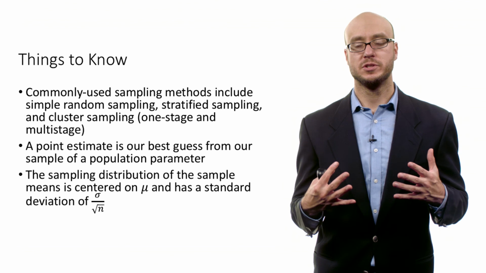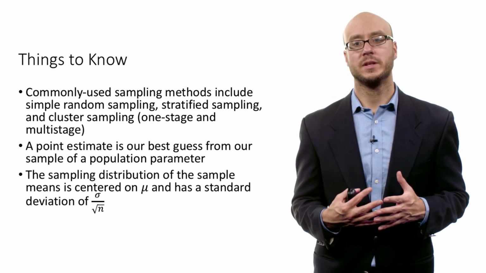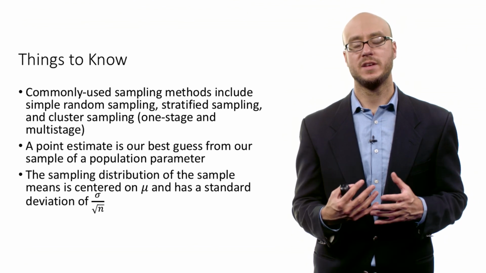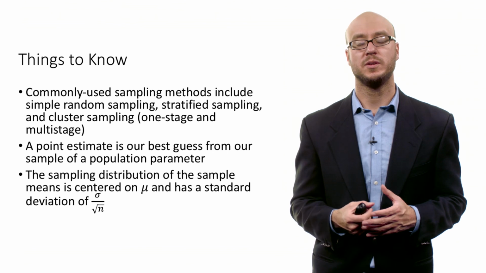The sampling distribution is roughly mound-shaped and symmetric, and it's centered on the population mean mu and has a standard deviation given by sigma, the population standard deviation, divided by the square root of our sample size. And with that, we will conclude our discussion of sampling procedures and the sampling distribution.